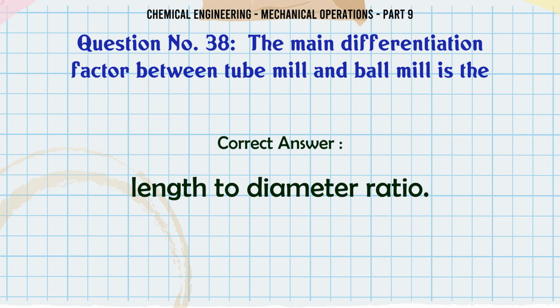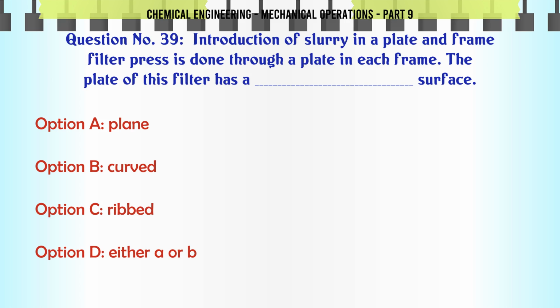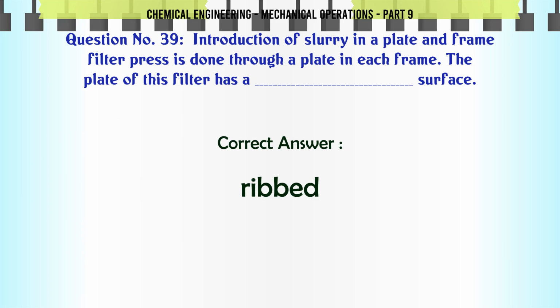The correct answer is length to diameter ratio. Introduction of slurry in a plate and frame filter press is done through a plate in each frame. The plate of this filter has a surface: A. Plane, B. Curved, C. Ribbed, D. Either A or B. The correct answer is ribbed.